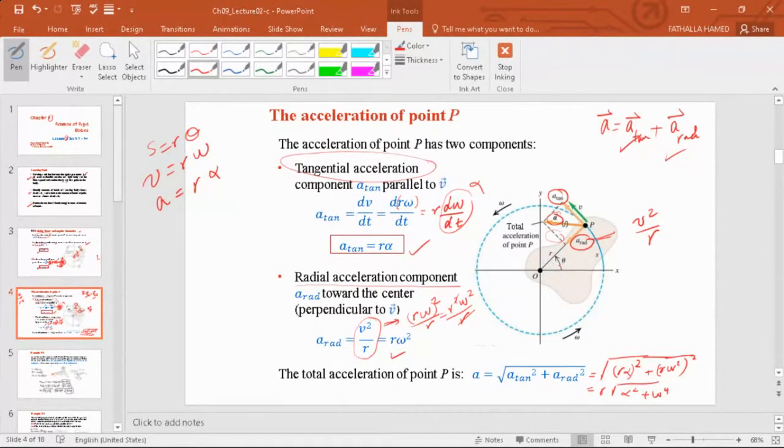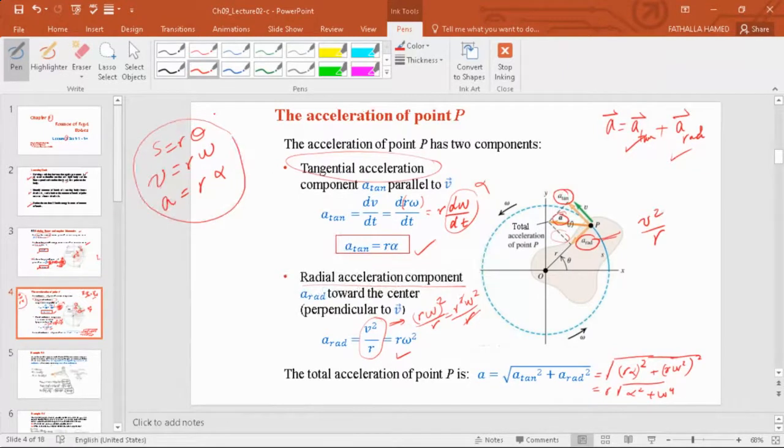on this body. Now, of course, if the body is rotating with constant omega, that means alpha is going to be 0. And you end up getting your centripetal acceleration only. Is this clear? Any question on this? So in this, basically, now we look at the relation between the linear and the angular.